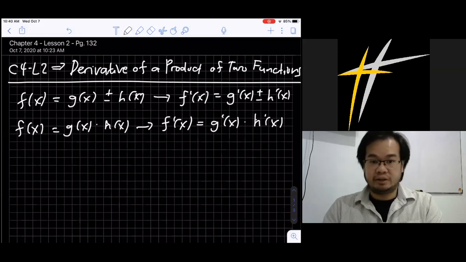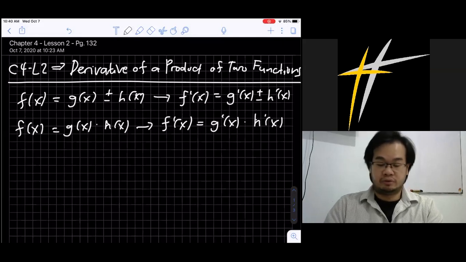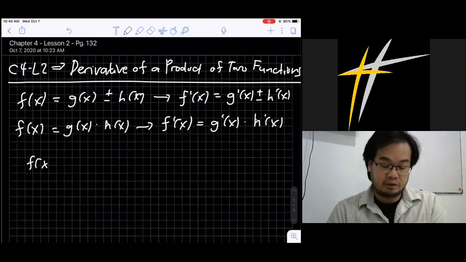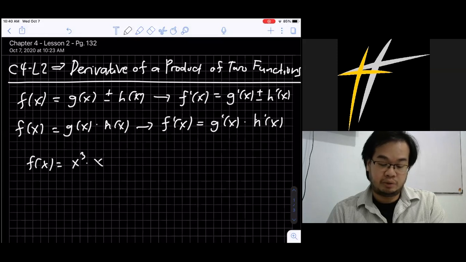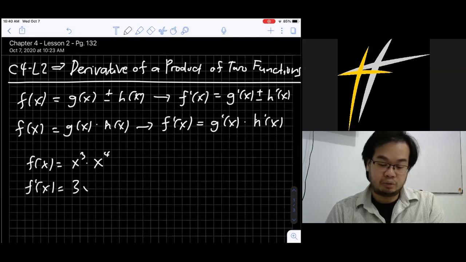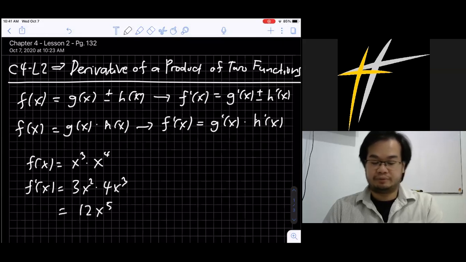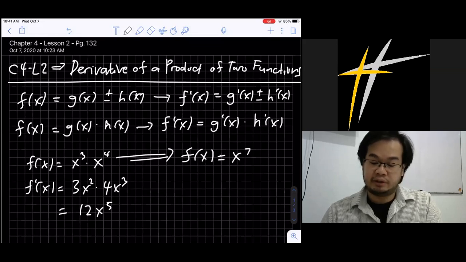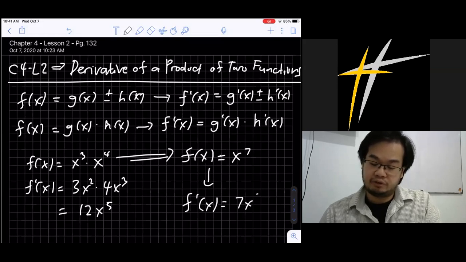To see whether this property works or not, we will use a sample case. Let's say that f(x) is equal to x cubed times x to the power 4. If we use this property, then f prime x is equal to 3x squared times 4x cubed, which is equal to 12x to the power 5. Well, the truth is, f(x) we can simplify into x to the power 7, and the derivative of f(x) in this case is 7x to the power 6.